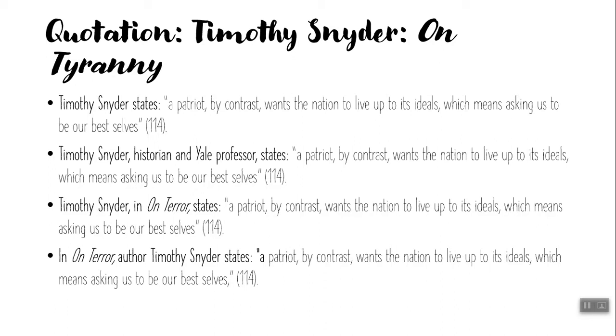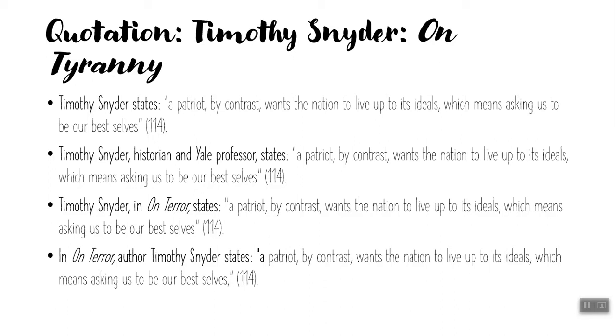Timothy Snyder in On Tyranny, and notice that the longer work is italicized there. So On Tyranny is the name of the book. Timothy Snyder in On Tyranny states, a patriot, by contrast, wants the nation to live up to its ideals, which means asking us to be our best selves. 114. And then in On Tyranny, author Timothy Snyder states, a patriot, by contrast, wants the nation to live up to its ideals, which means asking us to be our best selves.